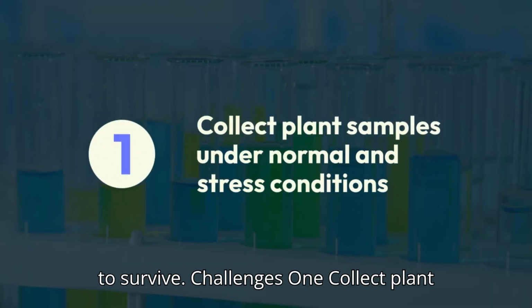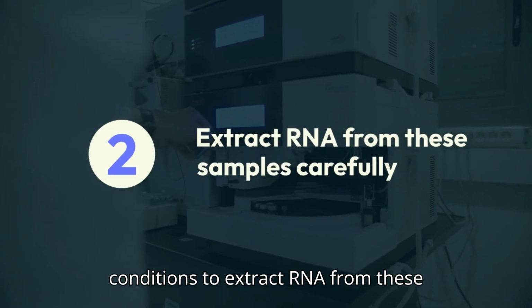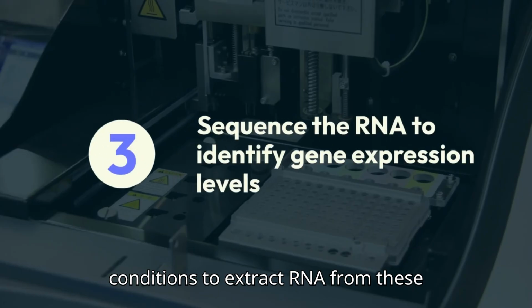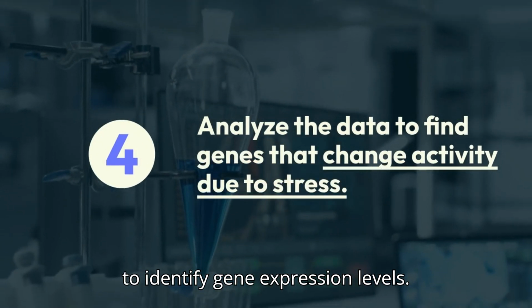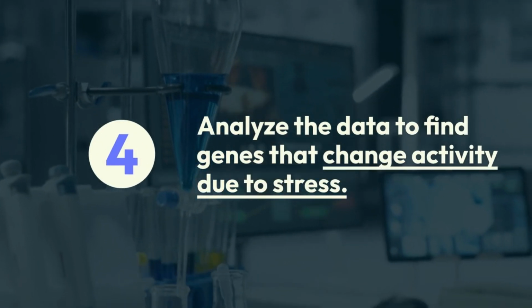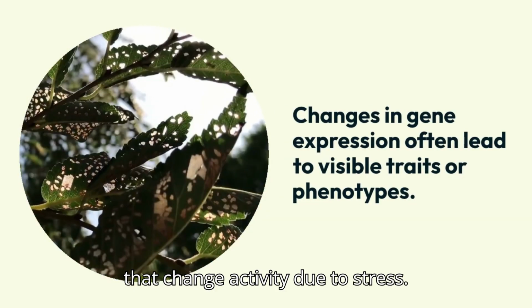1. Collect plant samples under normal and stress conditions. 2. Extract RNA from these samples carefully. 3. Sequence the RNA to identify gene expression levels. 4. Analyze the data to find genes that change activity due to stress.